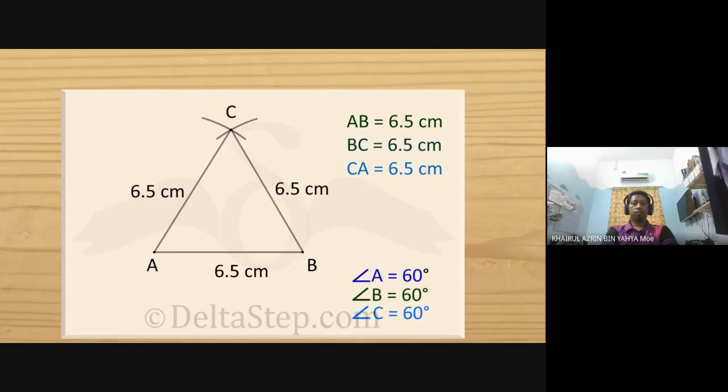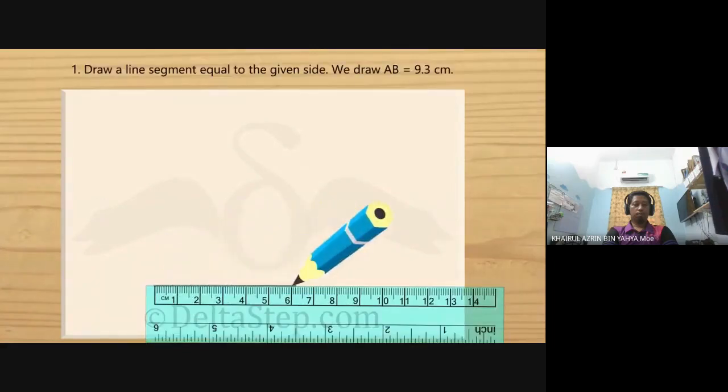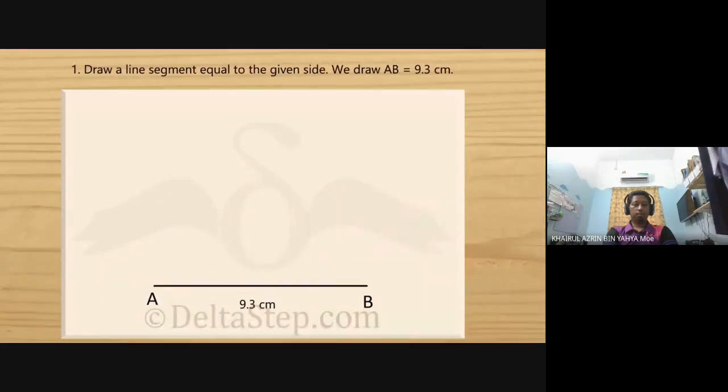Now let us try another method to construct an equilateral triangle. This time, let us try to make an equilateral triangle with the lengths of sides equal to 9.3 centimeter using one side and two angles. So first, we need to make a line segment AB of length 9.3 centimeter.